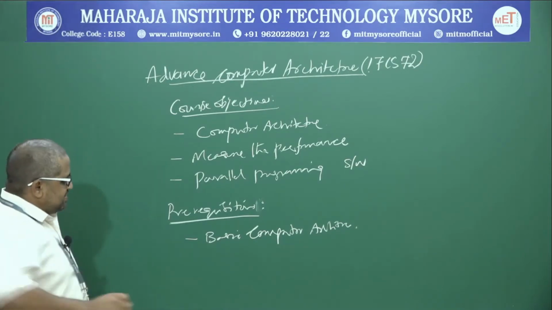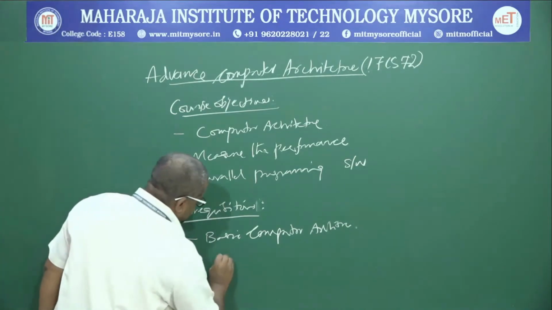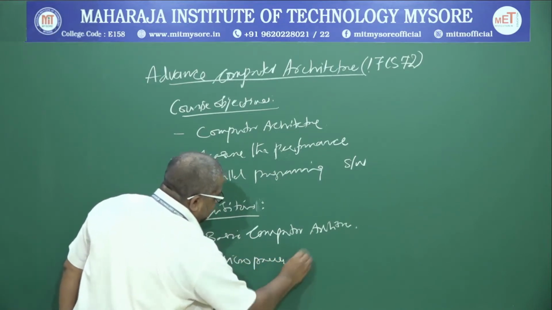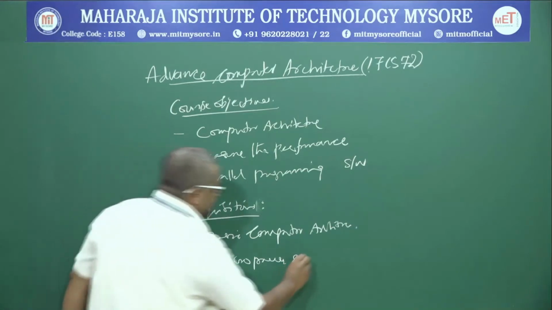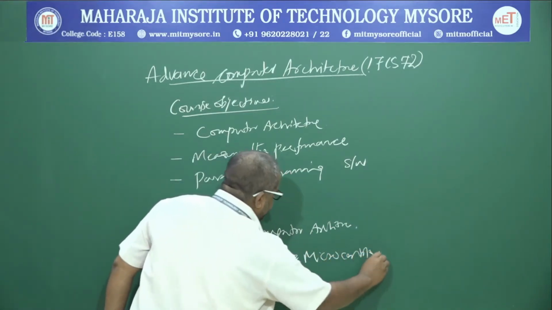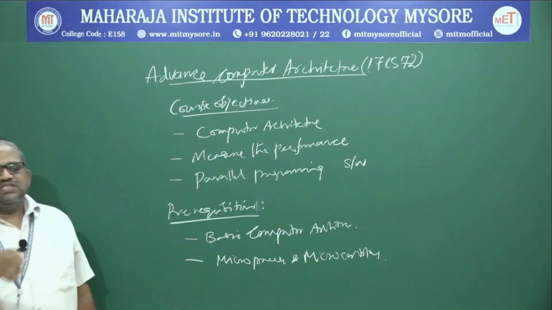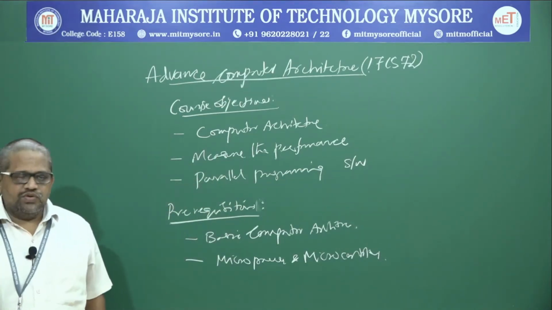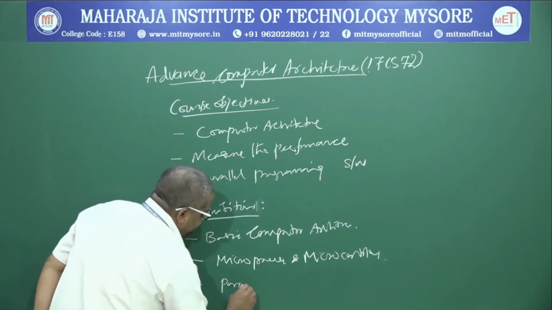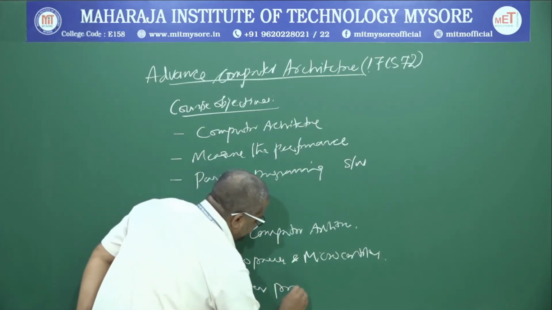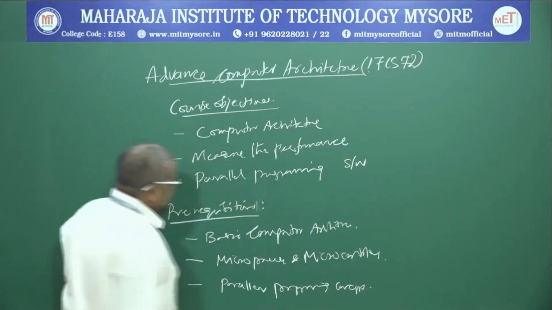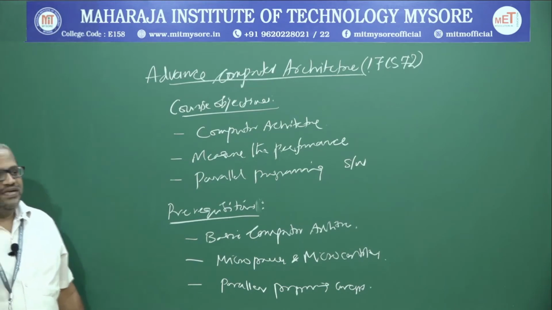And then the next thing you need to know about is microprocessors and microcontrollers. So these two things need to be known. And again a little bit on the parallel programming concept, right? Now I think these three prerequisites are already known to you.